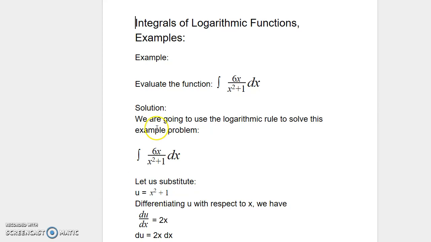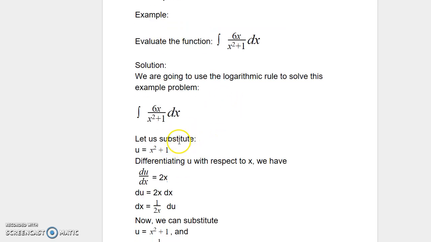Let us say we want to evaluate a function as shown here, the integral of 6x divided by x squared plus 1 dx. We're going to use the substitution method. So let us substitute u equal to x squared plus 1. X squared plus 1 is in the denominator.